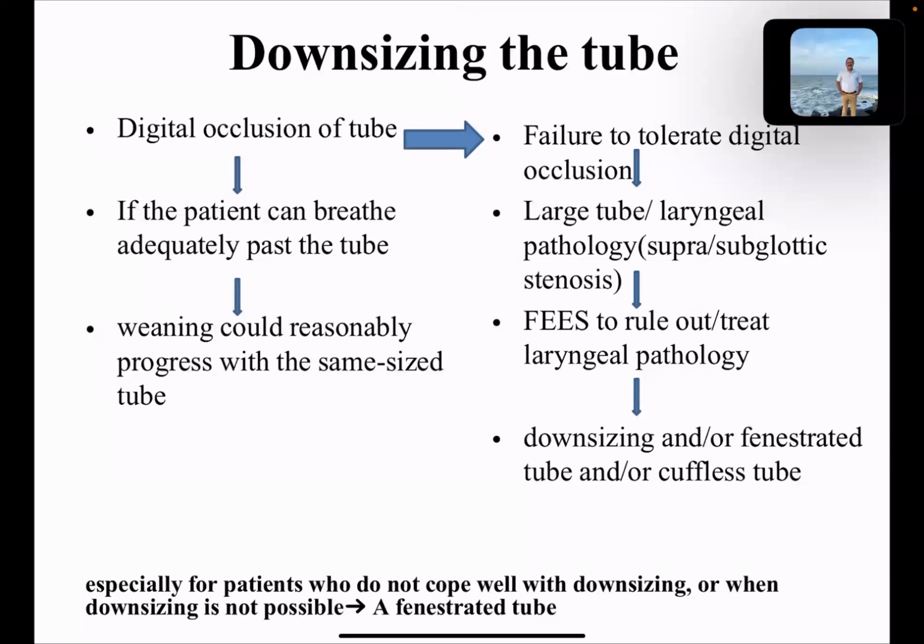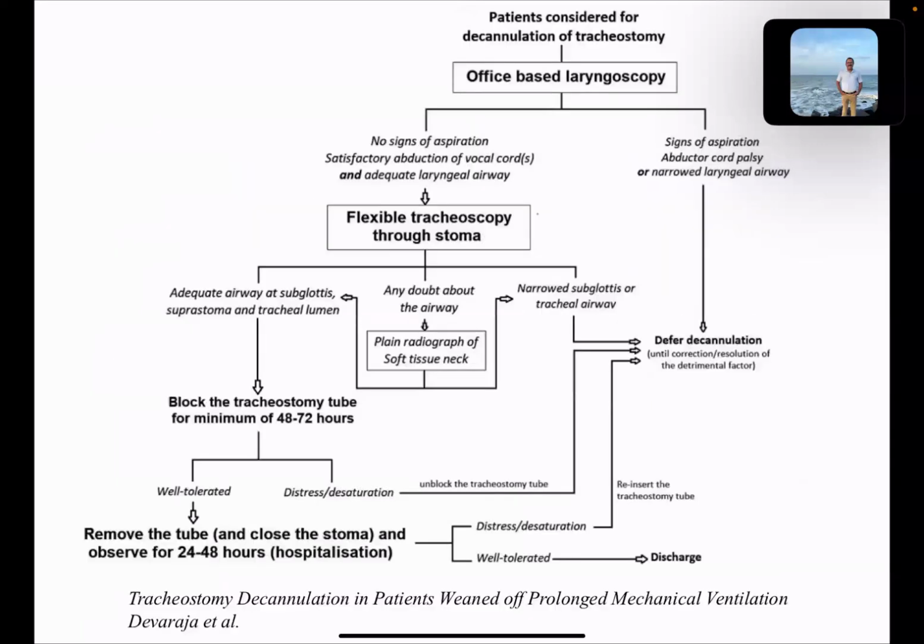FOL and FEES just to look for any supraglottic or subglottic stenosis. FEES means while putting in the endoscope, or FOL, you give some coloring agent orally, and you can see whether there is any pooling of saliva or any kind of aspiration. It is like a direct visualization of the larynx. And gradually, then you can downsize the tube, or alternately you can use a fenestrated tube or a cuffless tube. This is again a protocol.